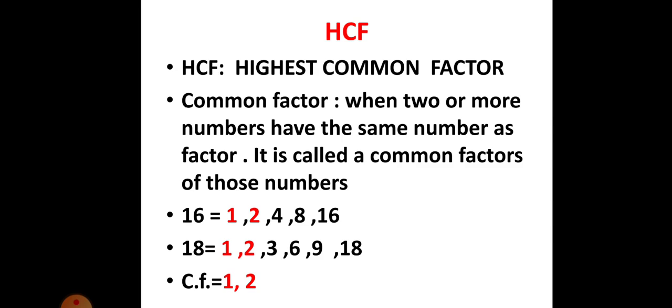For example, the factors of 16: 1 is a factor of every number. And you know that 16 is exactly divisible by 2, so 2 is a factor of 16. So 1, 2, 4, 8 and 16 are the factors of 16. Now factors of 18: again 1 is a factor of every number. Then 2 nines are 18, 3 sixes are 18 and 18 ones are 18.